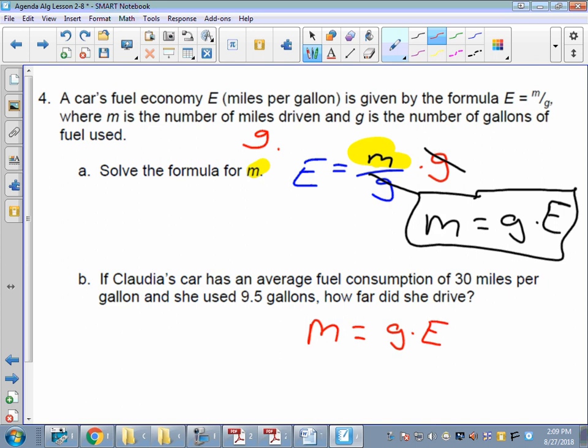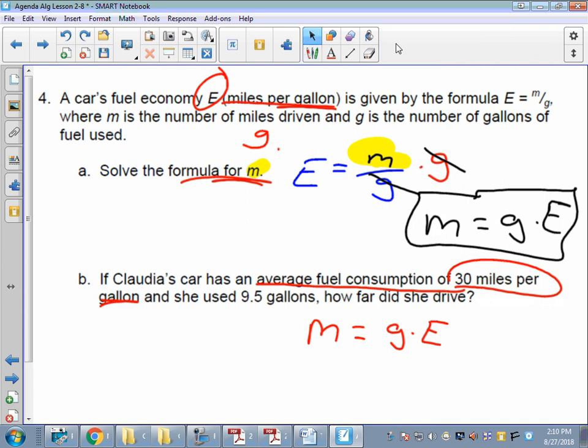And I'm going to plug some values in now. It's just going to be plugging values in. That's why we solved for m up here in part A, to make life easier for us here. So the first part they give us is average fuel consumption. It's 30 miles per gallon. Well, what is the average fuel consumption? It says right here miles per gallon, and that says it up here as well. So I know that's my E part. So I can substitute that 30 in for E.